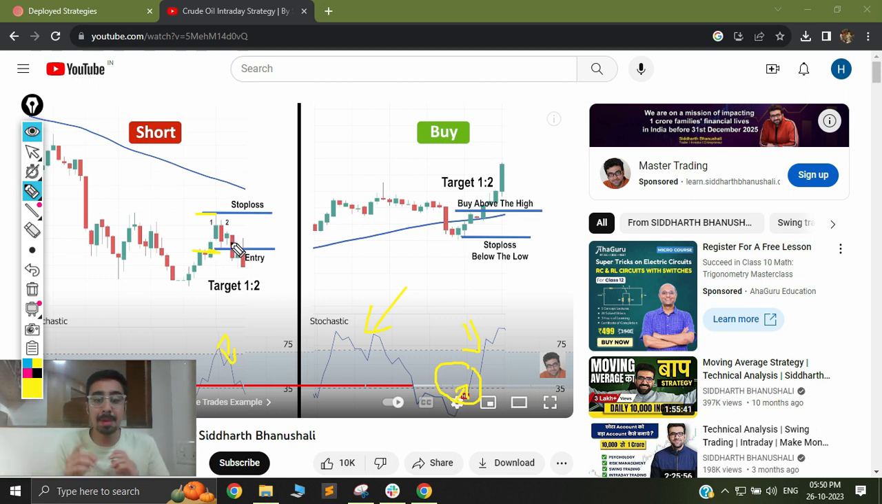But in case of long, we are basically trying to find a stochastic moving above 35. So from below it goes above 35, and then once we find that same thing happening, we are finding out that particular candle on which it happened. And if the LTP goes above the high of that particular candle in the very next candle, in that case we are taking a long trade. So we have defined a long trade and a short trade.